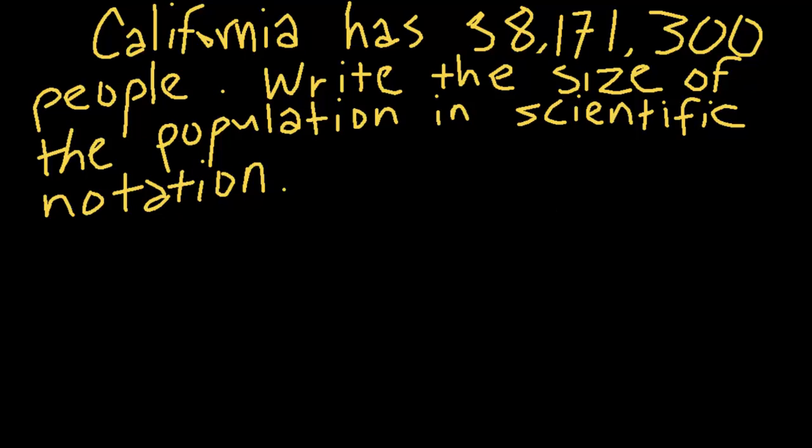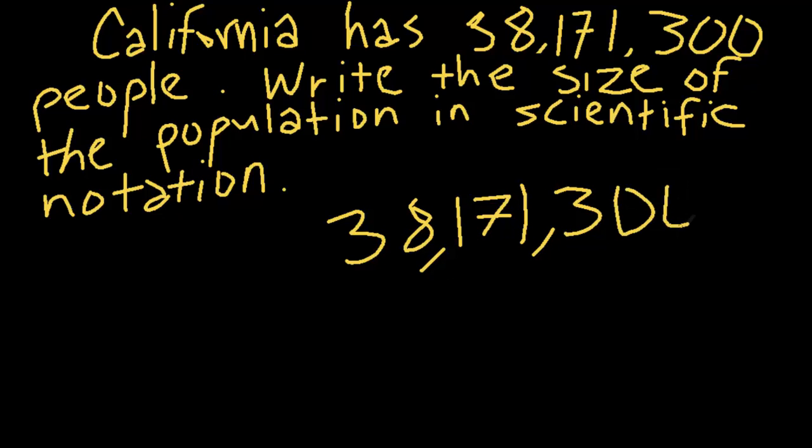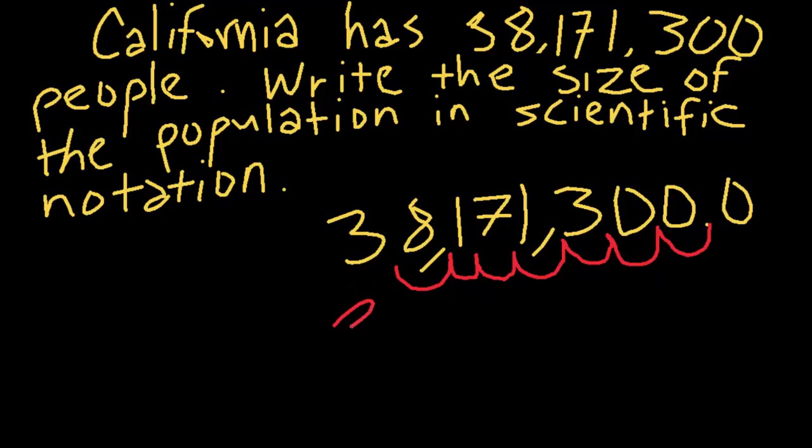Okay, so California has 38,171,300 people. We could also write this as that big number, with a decimal point at the end. So what I'm going to do is take my red pen and count how many spaces there are, starting from my decimal. 1, 2, 3, 4, 5, 6, 7. And the reason I stopped there is because this will give us the number 3.8171300.